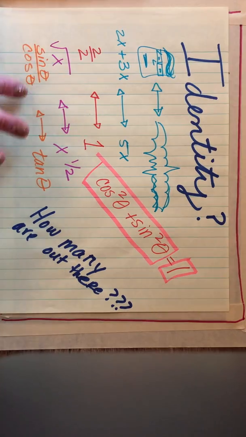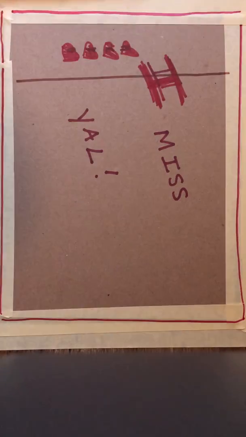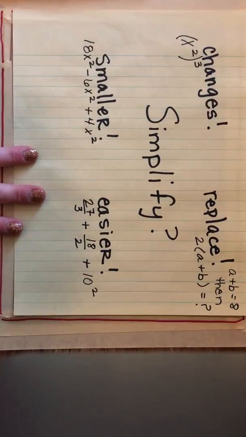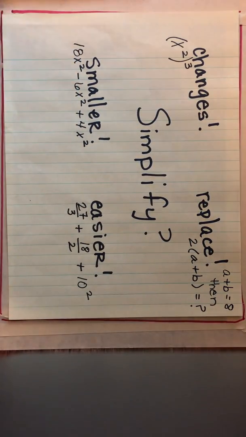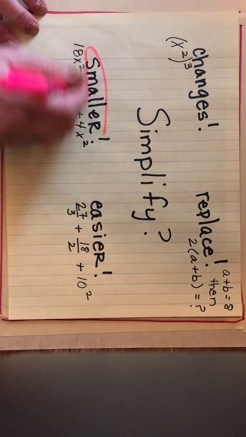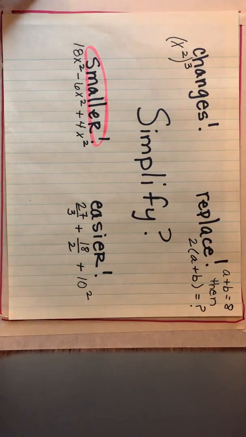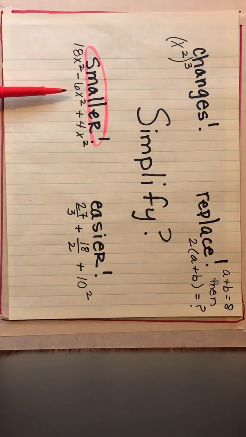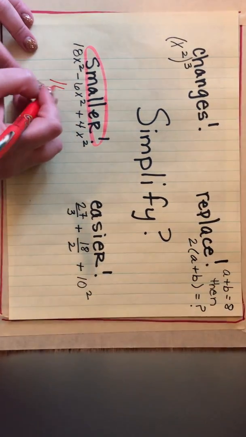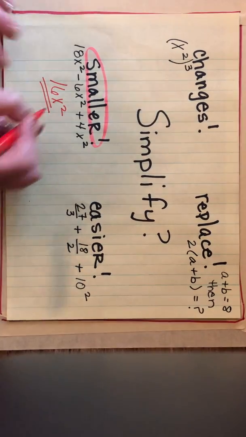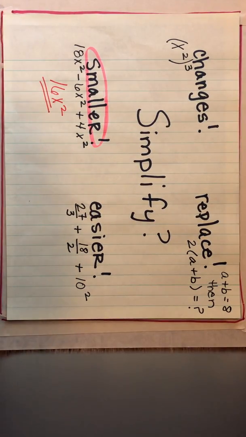And we use identities to simplify. What the heck does the word simplify mean? It means make things smaller. Like if you had 18x squared minus 6x squared plus 4x squared, that makes 18 minus 6, 12, 12 plus 4, 16. 16x squared. Hey, we just simplified that beast by making it smaller.